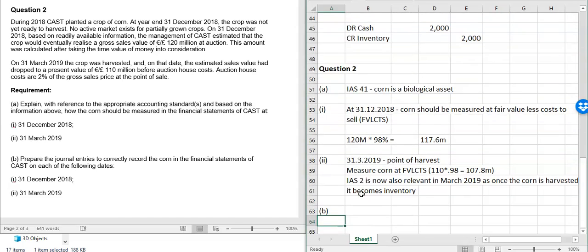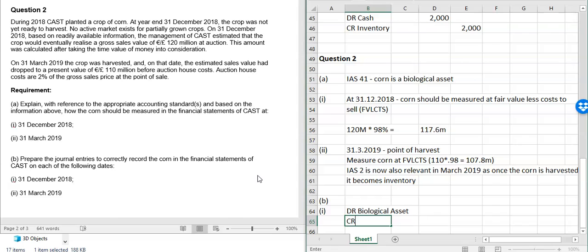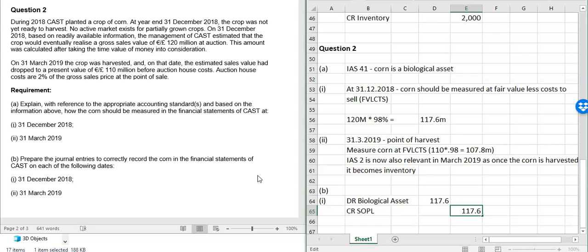These are relatively straightforward. Well, to recognize how you should measure the asset, so during 18 they planted the crop. Well, you're going to measure the crop assuming for the first time. You're going to debit biological asset. You're going to credit, in this case, SOPL. 117.6, and that's million.